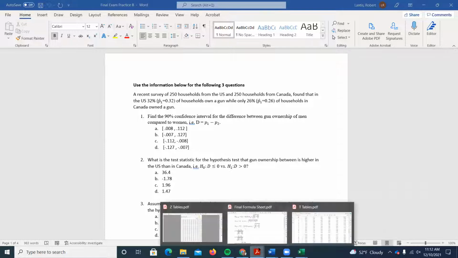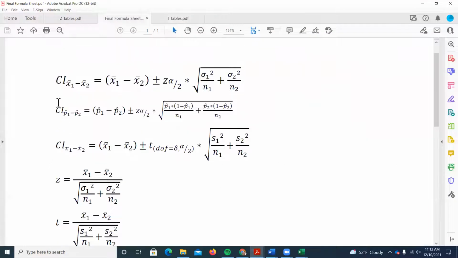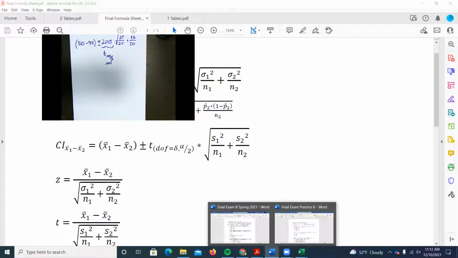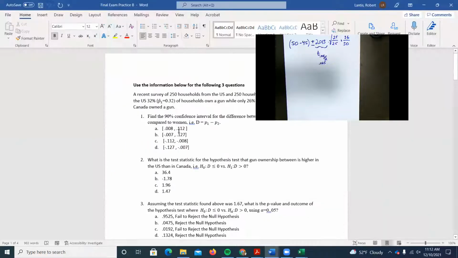We go to that formula sheet. We've got our confidence intervals. Now we're going to be using the one for sample proportions, right? So once again, it's just going to be a matter of plugging all these values in. We were given the sample proportions for the two groups. We have our sample sizes. So it's going to look very similar.